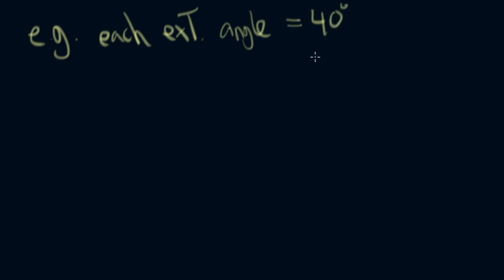So here's an example. If I told you each exterior, and I'm going to abbreviate exterior like that, exterior angle is 40 degrees. So every exterior angle of a regular polygon is 40 degrees. How many sides does it have?